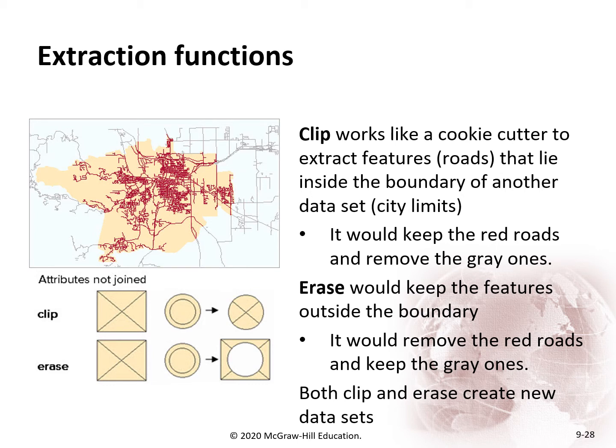As far as extraction functions, clip and erase are some of the big ones. Clip works like a cookie cutter. It extracts features that lie inside the boundary of another data set. So you have some data set that you're clipping with your cookie cutter. You apply it to some data set, and poof, you get the part of the original data set that would fall within the bounds of the cookie cutter, or the thing you're clipping with.